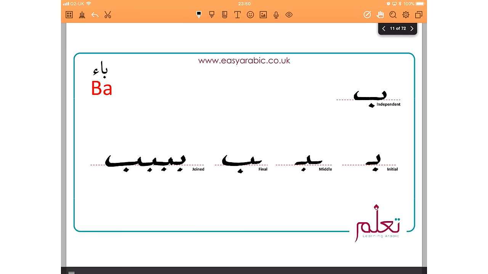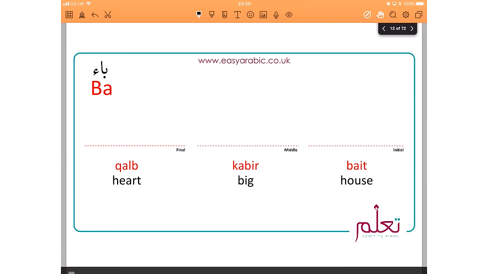The first one we're going to look at is the word bait. Bait is a house. So a ba at the beginning would be like this. Ba, the ya, and then we have the ta, which is bait. Bait. Next is the word big, which is kabir.